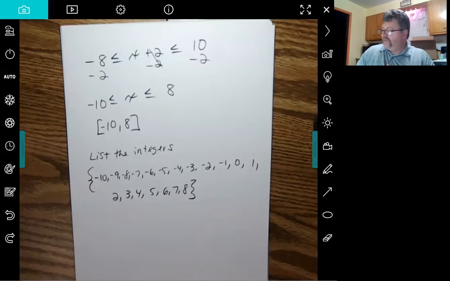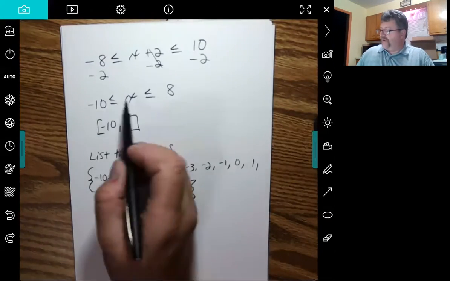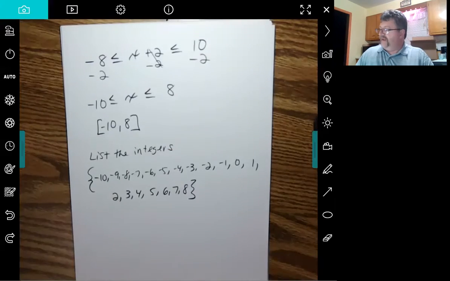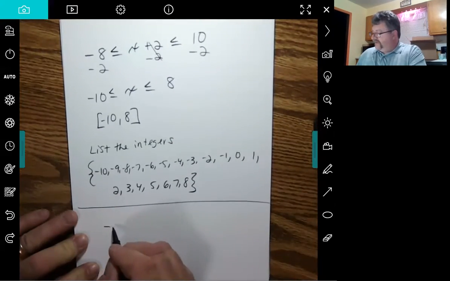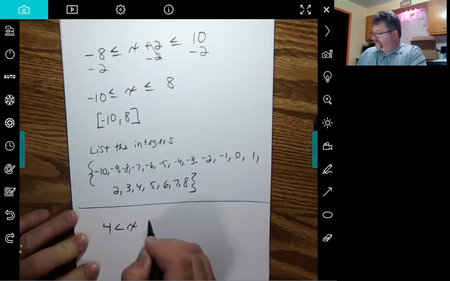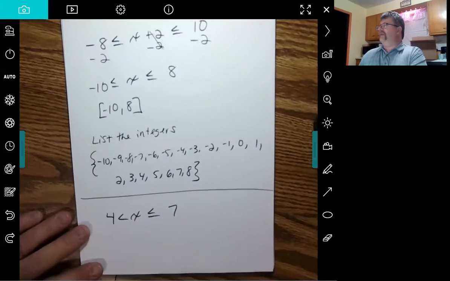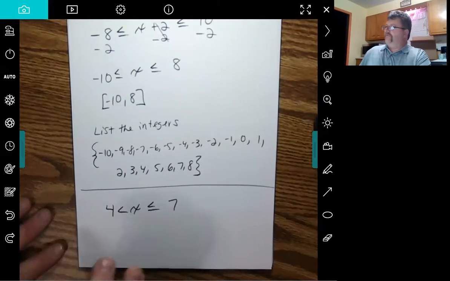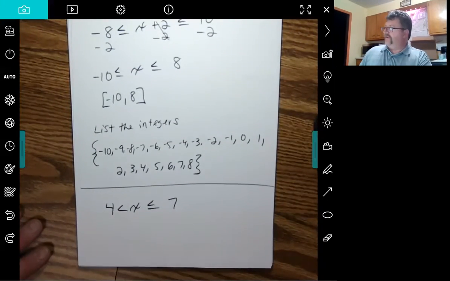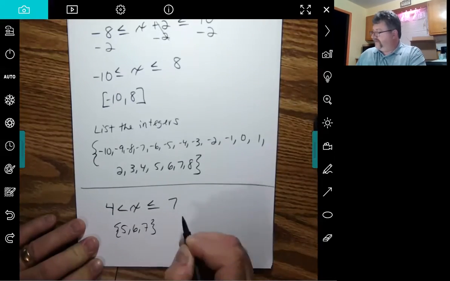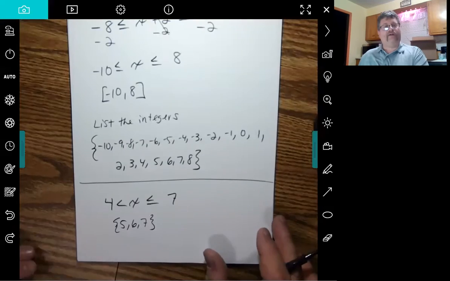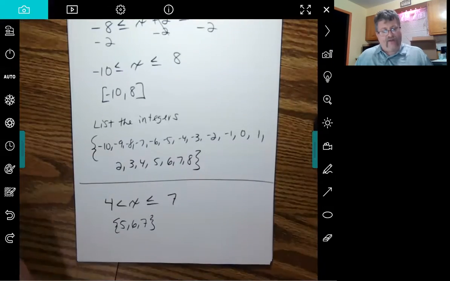Watch out for that. I remember a problem on one of the exams that asked a question like this, except I think one of them was maybe not an or equal, so maybe something like this. 4 is less than x is less than or equal to 7, something like that. List the integers that fall into this category. Well, 4 does not fall into that category. So it'd be 5, 6, and 7. Okay, so watch out for something like that. But otherwise, inequalities are really very similar to equations.